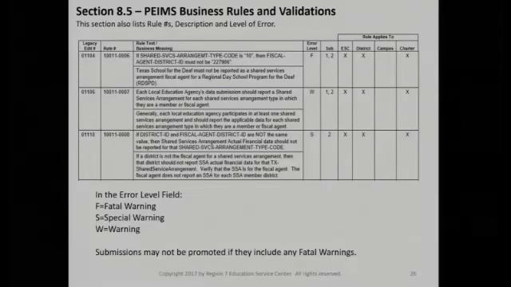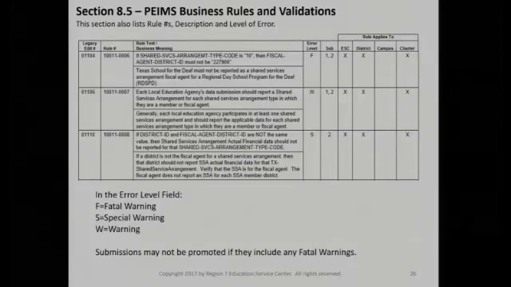So the rule number will be listed, and then over next to it, you'll have 2 lines within each rule. The first one is what you're going to see when you get those error messages, when you're doing the submission. When you get the errors and you click on it and it says, if shared service arrangement type code is 10, then fiscal agent district ID must not be 227906.